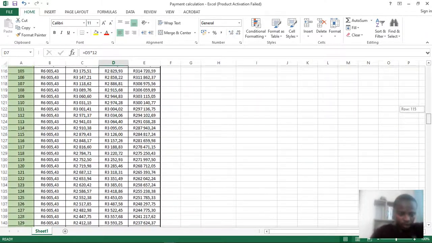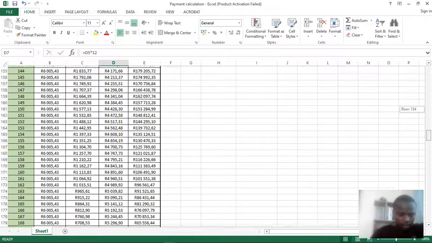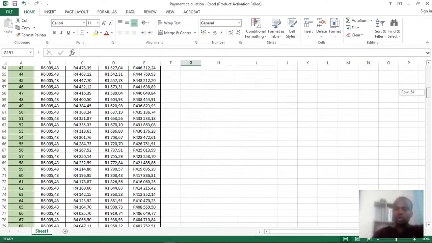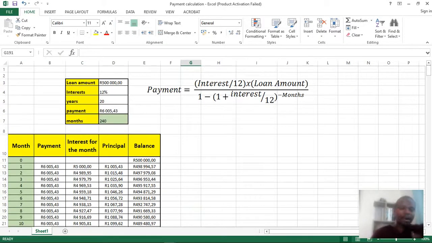So if on your 500,000 loan amount that you've taken from the bank, you add only 500 rand per month. So let's say 180 divided by 12. That means if you add just 500 rand on your loan amount, then you'll basically pay your mortgage over a duration of 15 years.